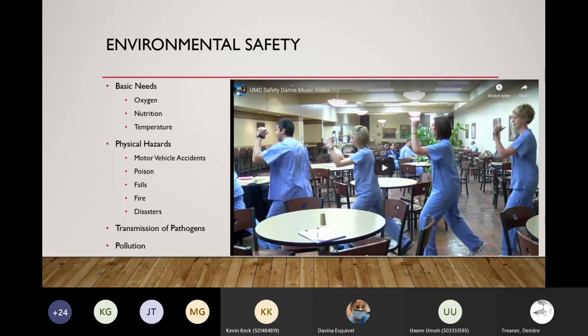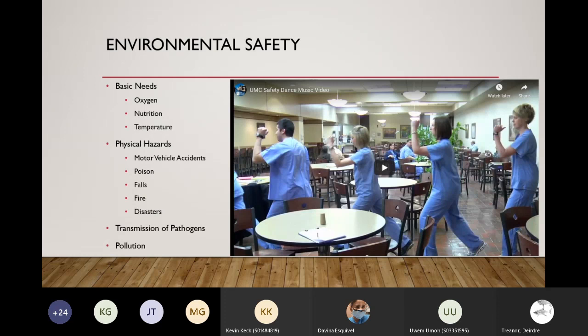So we talked about QSEN. That was developed to prepare you with the knowledge, skills, and attitudes to continuously improve quality and safety of care. So the QSEN safety competency minimizes the risk of harm to patients and providers through both system effectiveness and individual performance.